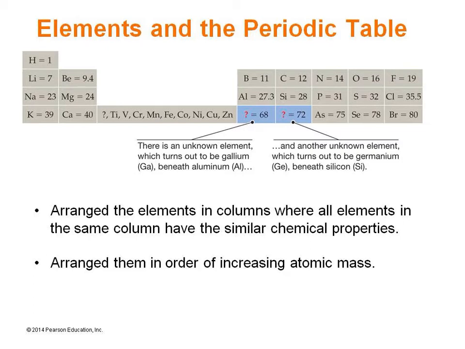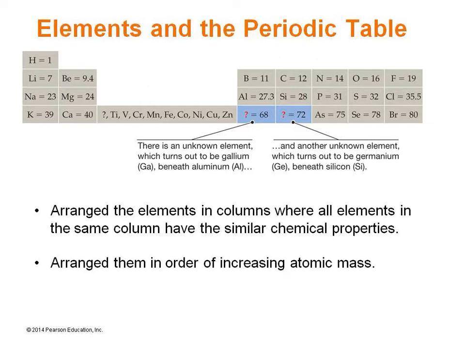So what we see when we look at Mendeleev's periodic table, which is what you're looking at now, we see something organized in order of increasing atomic mass, and we see that elements in the same column have the same chemical properties.